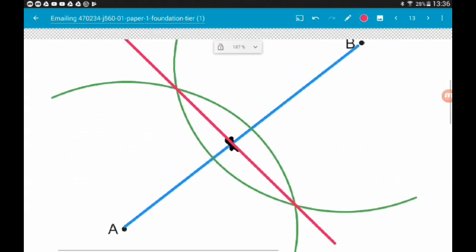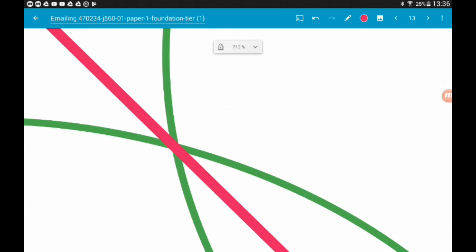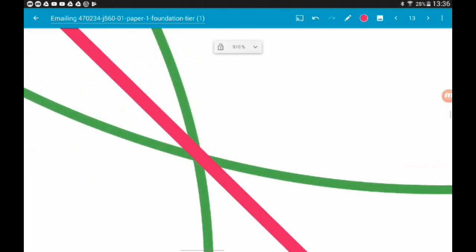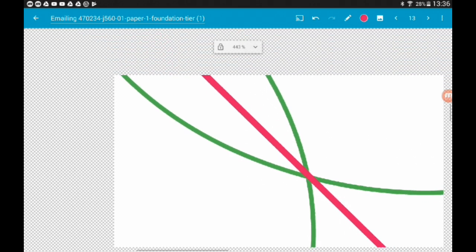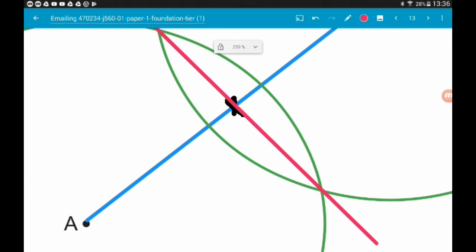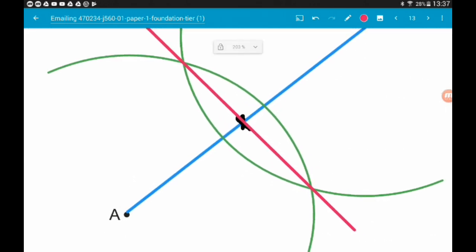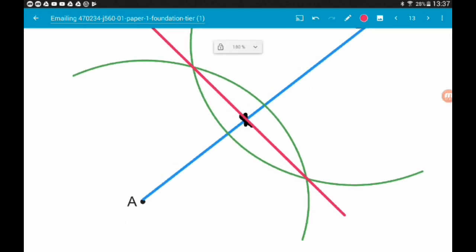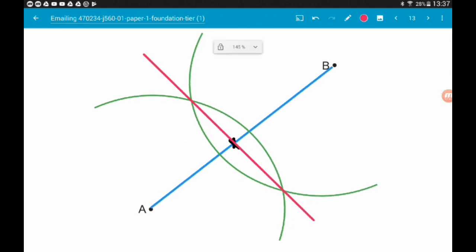Now what we're interested in is this point up here and this point down here where those two green arcs intersect. So we then join those 2 points together with a ruler. So what this gives us here, my red line, is a perpendicular bisector of the line that connects points A and B. Now, anywhere on that line is exactly the same distance from point A as it is from point B.